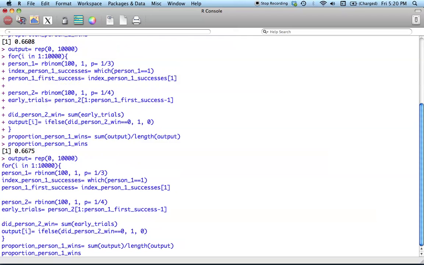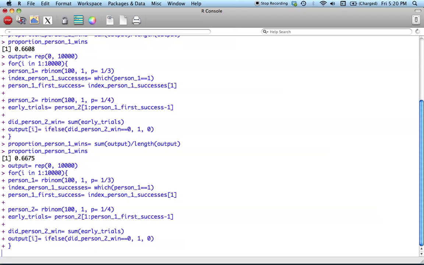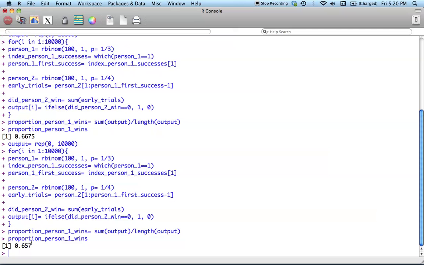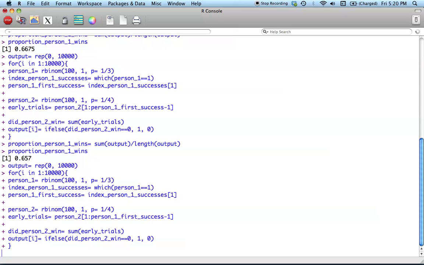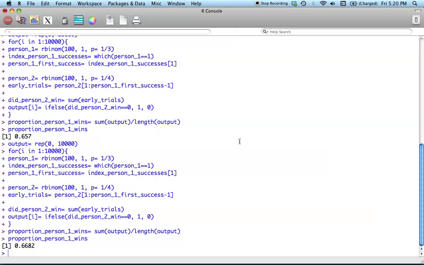0.6675 is even closer to 2/3, and I'll just do it a third time for good measure. 0.657, that one was a little under. And one last time. Okay, so hopefully I've convinced whoever's watching this that the analytical solution to this basketball problem agrees very well with the long-run probabilities that we arrive at by using R to simulate the situation. Okay, thank you very much.